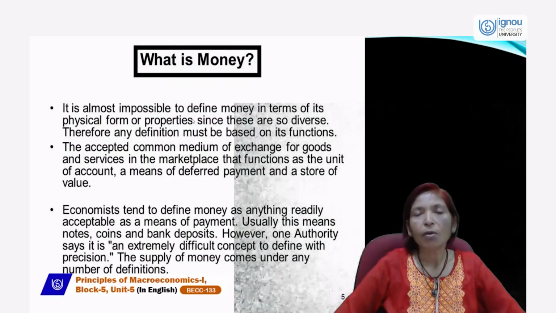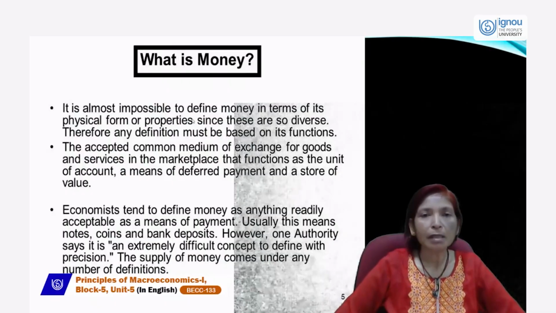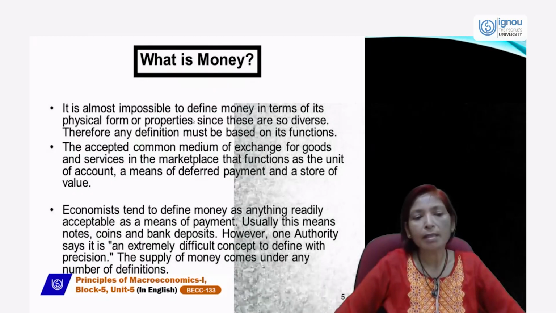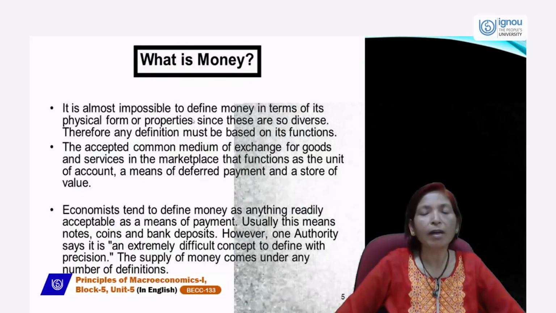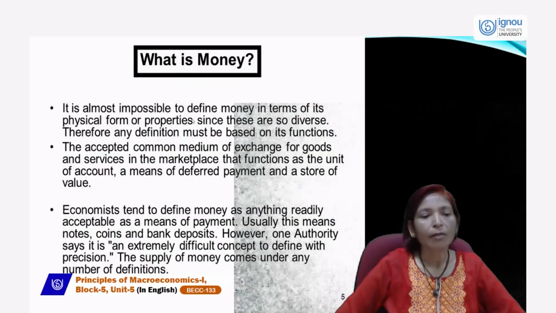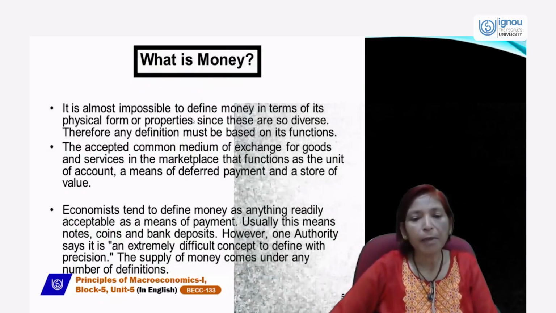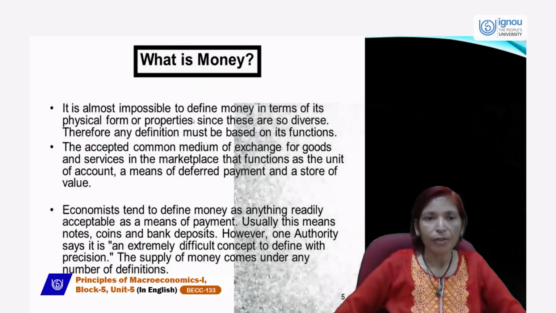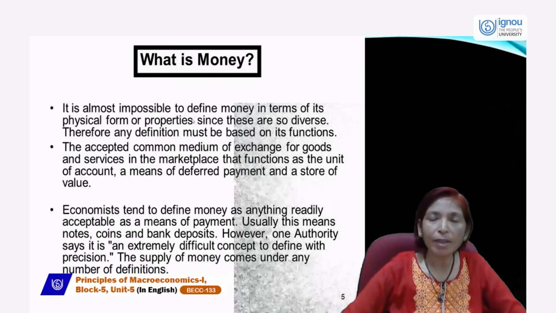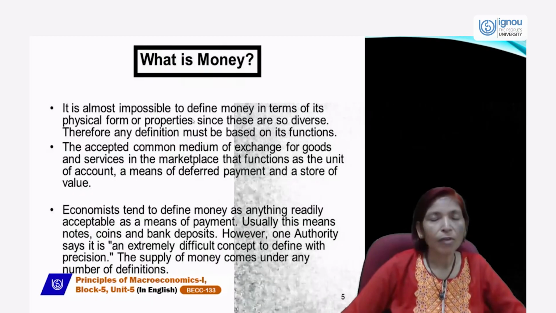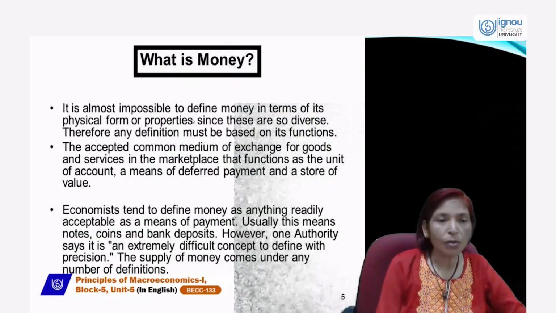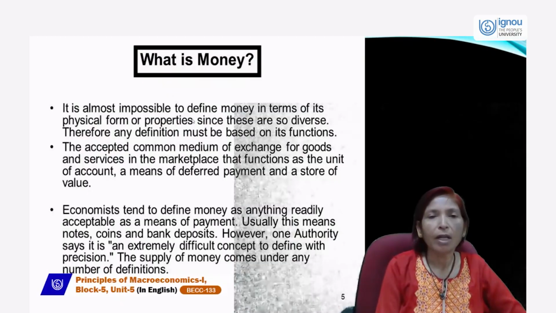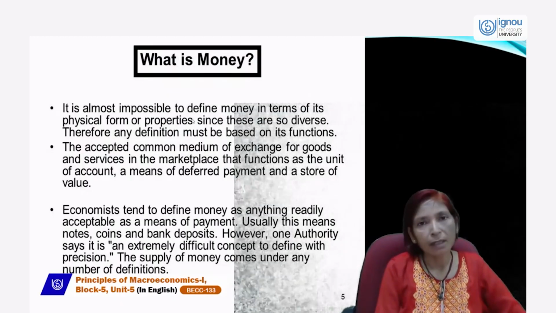Economics tends to define money as anything which is readily acceptable as a means of payment. Usually, this means coins, notes, paper currency, bank deposits, etc. However, one authority says it is an extremely difficult concept to define in a precise way. The supply of money comes under any number of definitions. So, money can be defined only with the help of the functions which it performs. Money definitions were given by different economists according to the different functions of money.